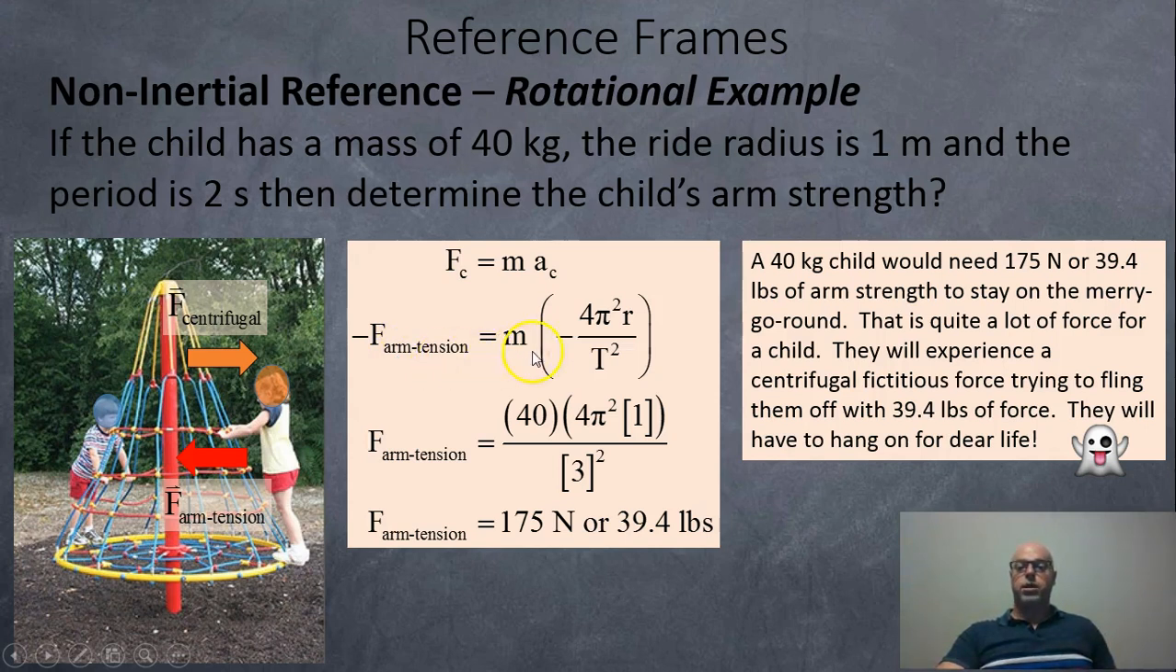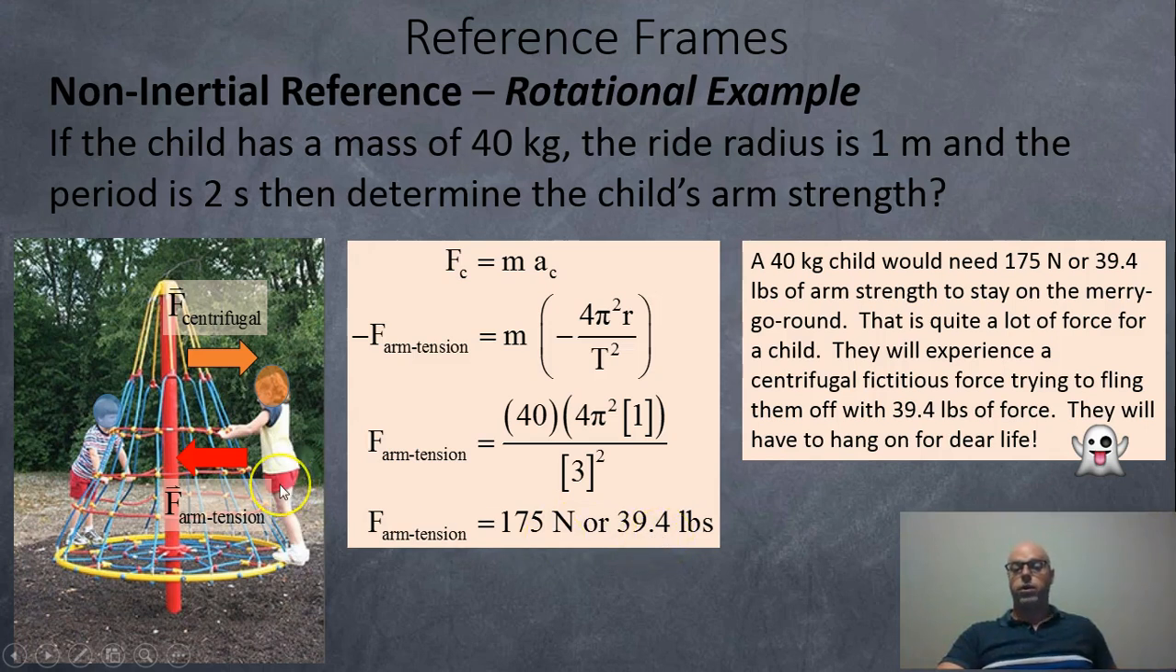We got mass, and we got 4 pi squared r over t squared for the centripetal acceleration that uses period. So we got our 40-kilogram mass, 1 meter radius, and it's not a 2-second period, it's a 3-second period to go all the way around once. So in that case, it works out to 175 newtons, or 39.4 pounds.